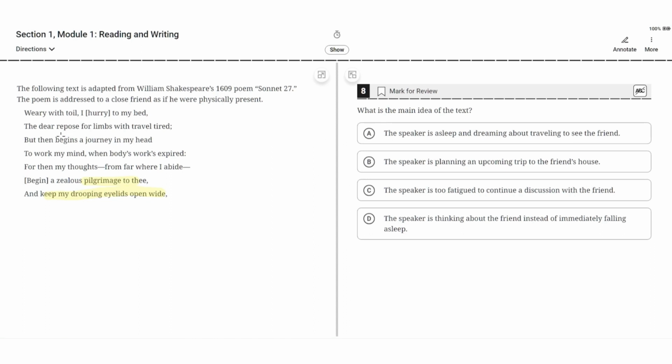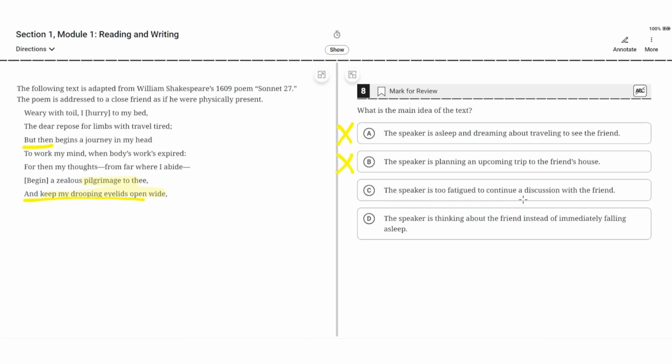This is incorrect, because the speaker is awake, seen here when it says that he's about to go to sleep, but then he begins thinking about his friend. And at the end of the poem it says, "and keep my drooping eyelids open wide," meaning that these thoughts about his friend keep him from sleeping. B. The speaker is planning an upcoming trip to the friend's house. This is incorrect, because the speaker isn't planning a literal trip to his friend's house. It's more of a metaphor for him thinking about his friend.